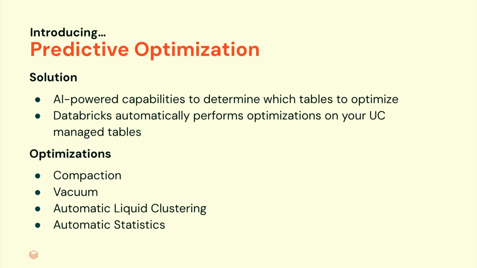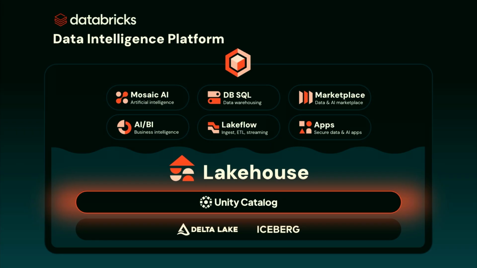But thanks to our Databricks Data Intelligence platform, we simplify all the data management for you with predictive optimization. So we use advanced AI models to determine which tables to optimize, and Databricks will automatically perform these optimizations on your UC managed tables on your behalf. And the operations we support include compaction, vacuum, automatic liquid clustering, and automatic statistics. And how do we do that?